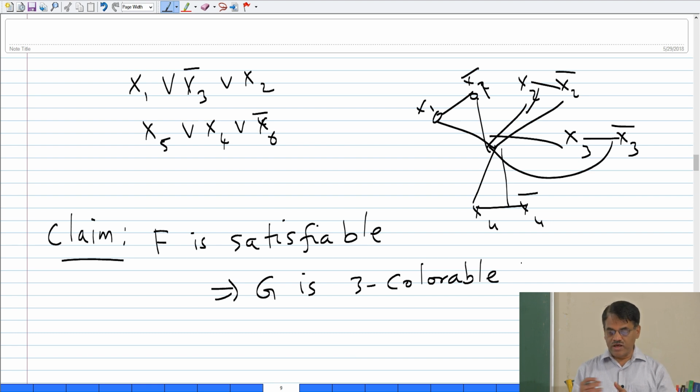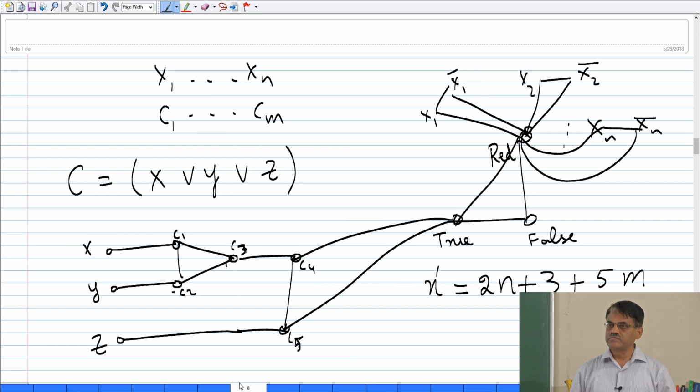Now I want to color my graph with 3 colors. Let's call the colors true, false and red. How do I color the graph, at least this part of the graph? Whatever variable is assigned true by that satisfying assignment, I am going to give that variable true, and its negation false, and that will satisfy all of these constraints. No problem with that.